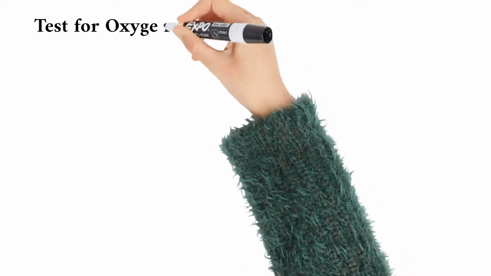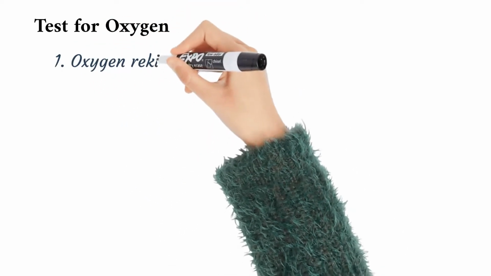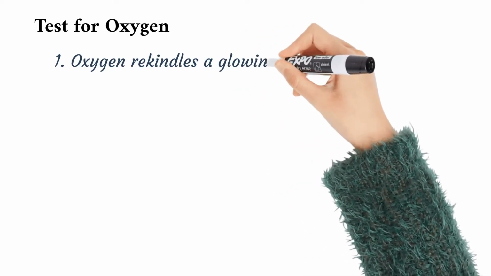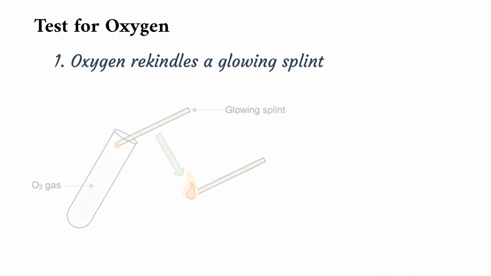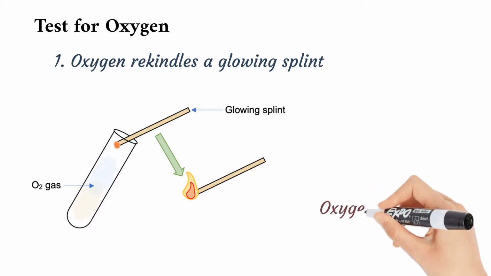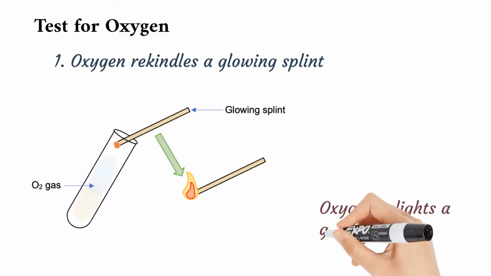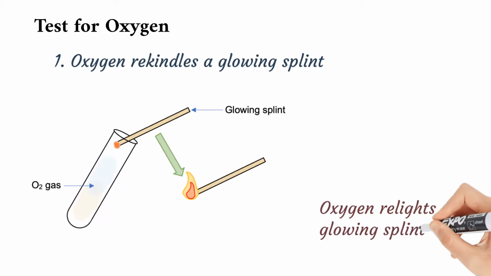Next, we look at the test for oxygen. How do we test for oxygen? Number 1, oxygen rekindles a glowing splint. A test tube that contains oxygen, when you bring a glowing splint into it, it will relight, as shown in the diagram. So oxygen relights a glowing splint.